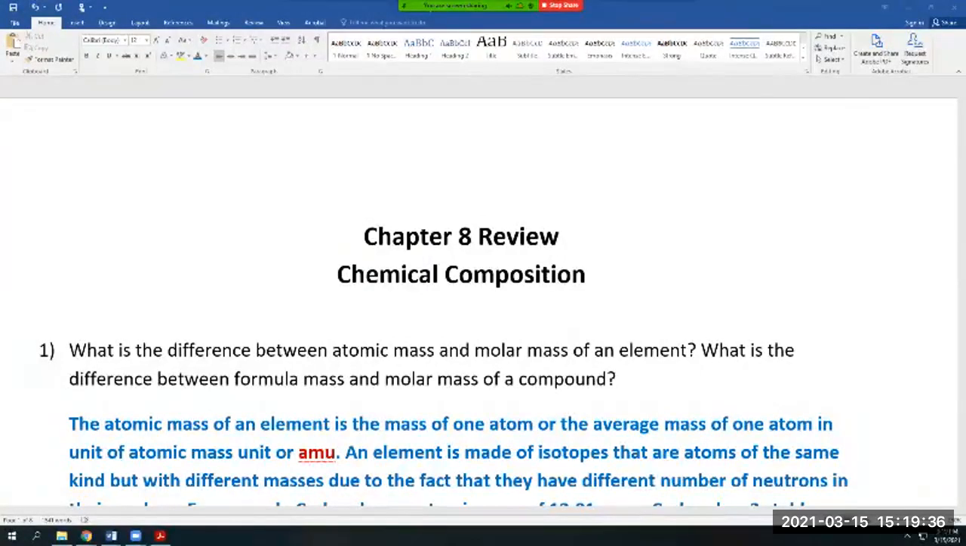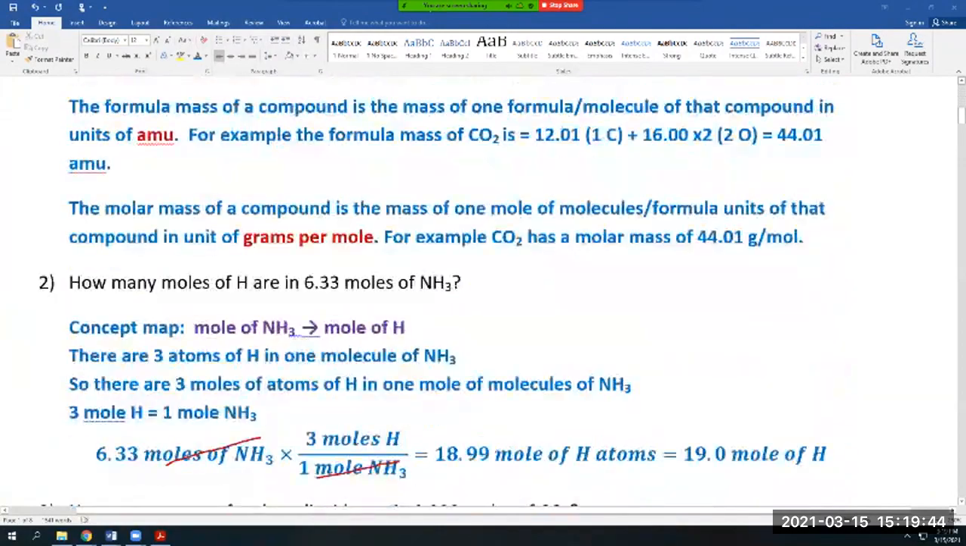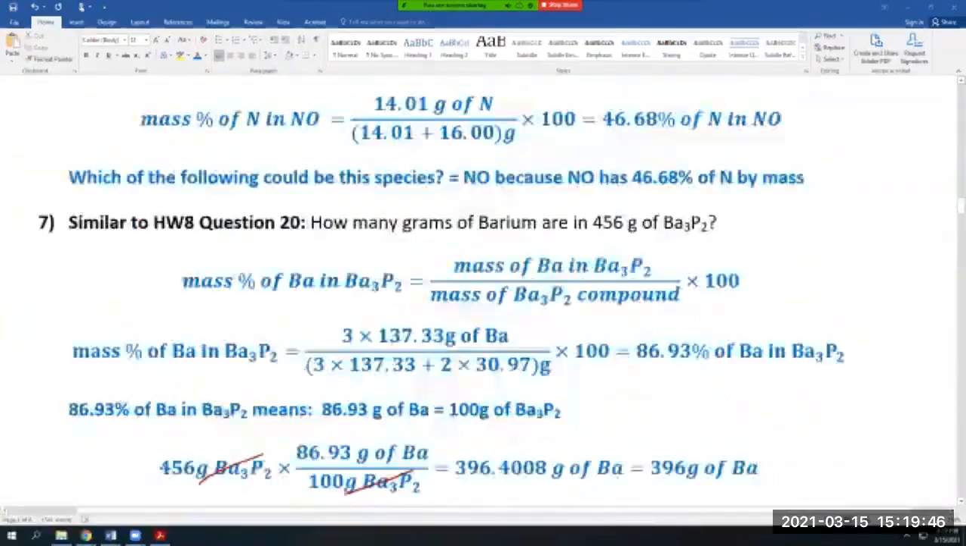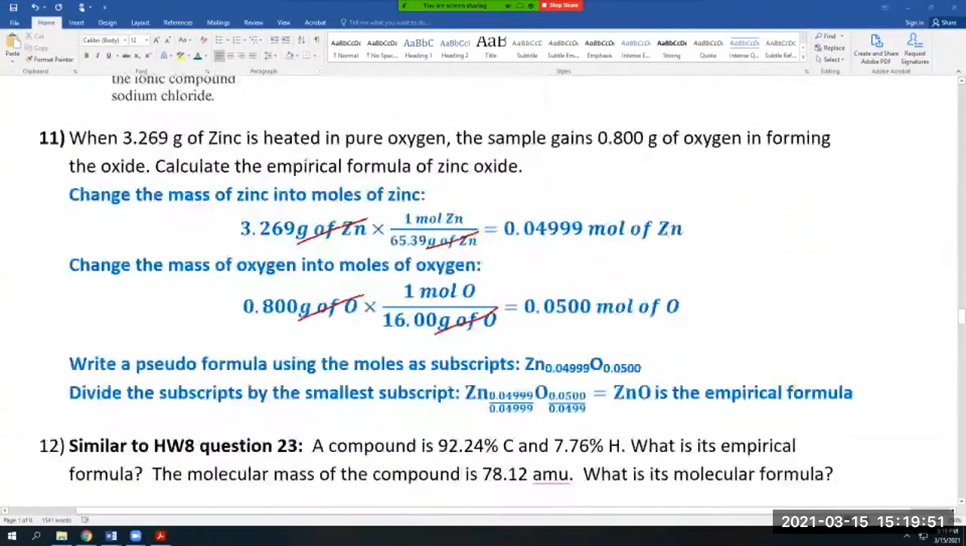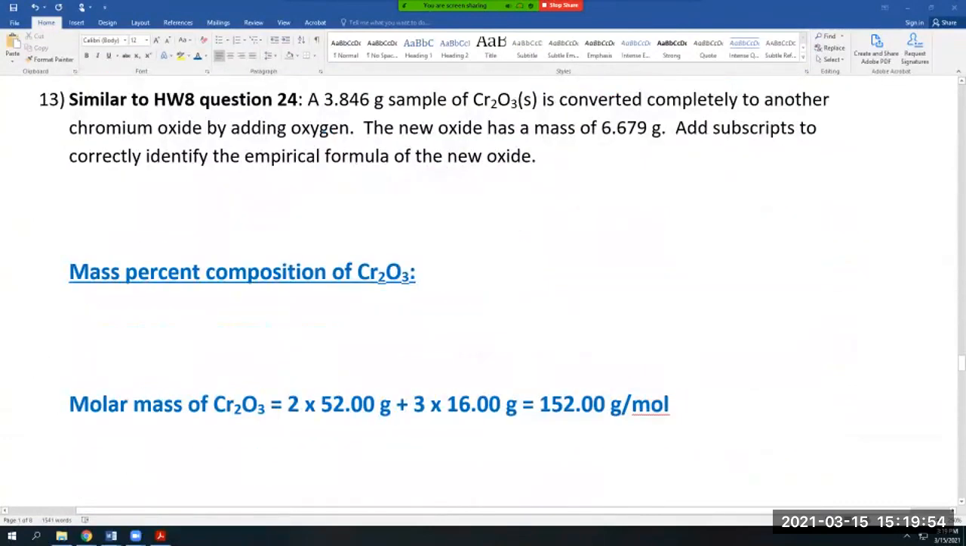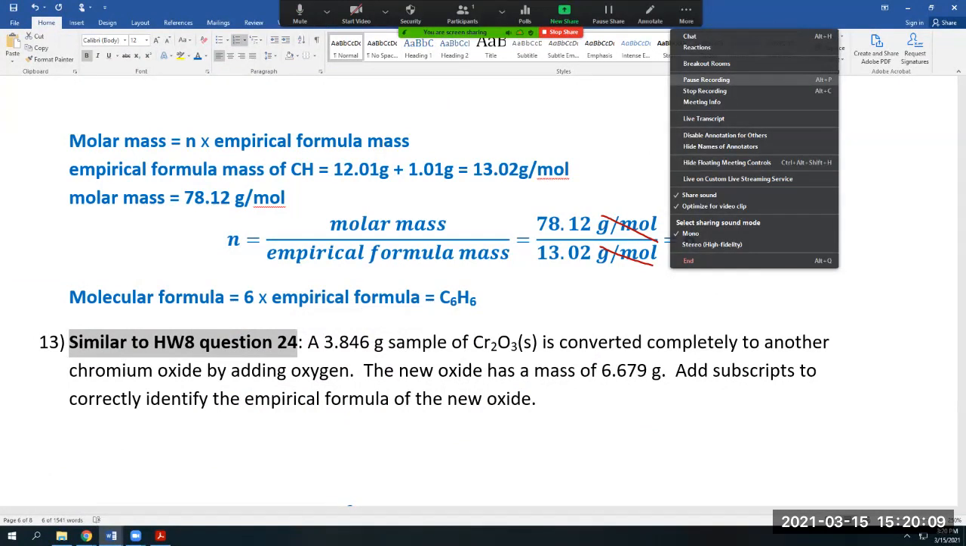So we'll continue the chapter 8 review on chemical composition, and we have done all the exercises from 1 to 12. So we'll start at 13, and that's the last problem of this chapter 8 review. So here we are, chapter 8 review, question 13. Notice how it is similar to your question 24 in homework 8. So you can use this to solve question 24 of homework 8.